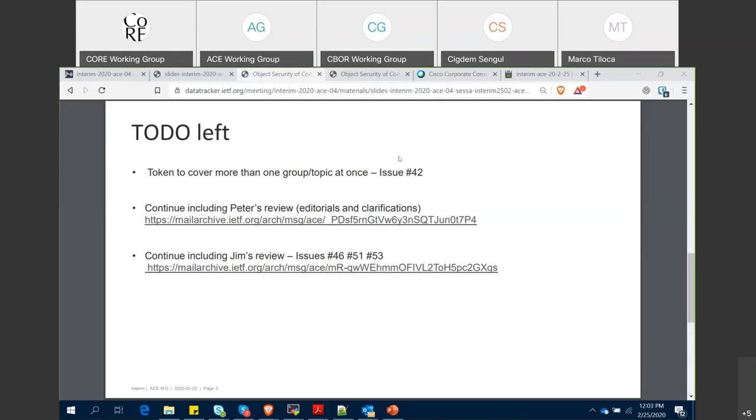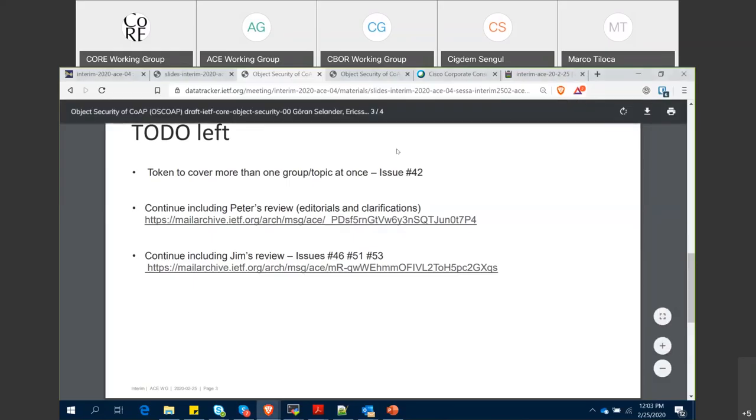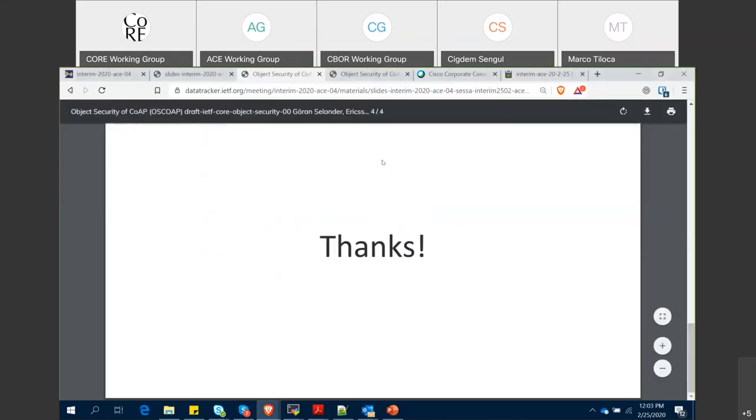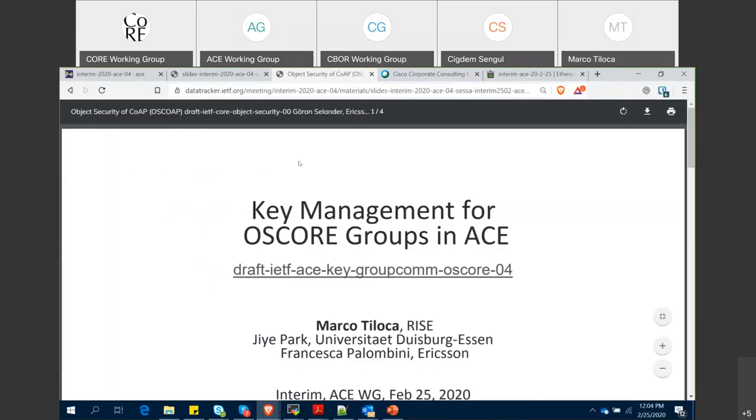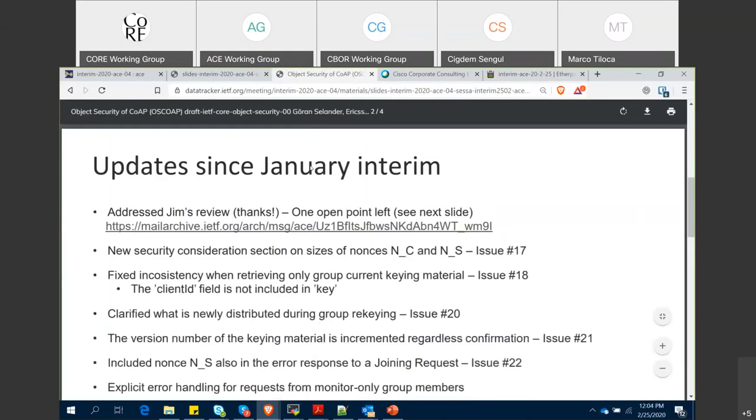Okay, any other comments? Thanks for the discussion already. Thank you. So I think we're done with this. Yes, you can already move to slide 2 actually, and that will be all there.